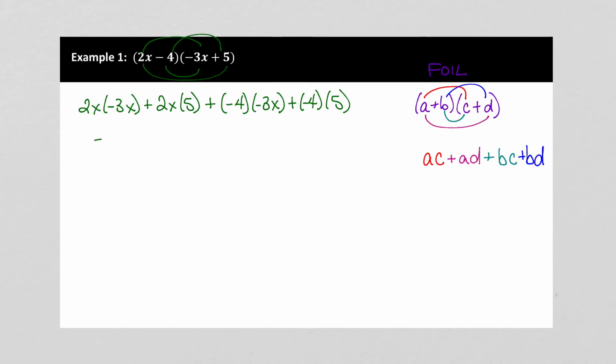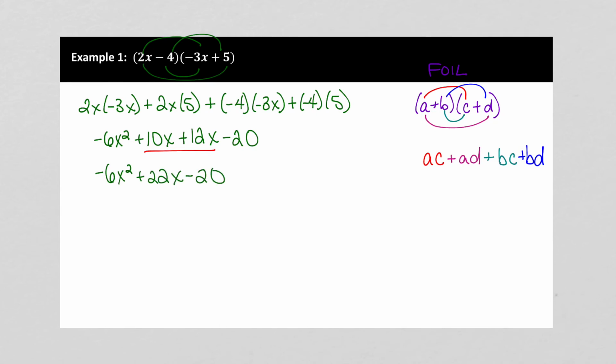So we'd have negative 6x squared plus 10x plus, because we have a negative times a negative, 12x minus 20. This step is required. We're not quite done. We need to combine our like terms. Negative 6x squared plus 22x minus 20. So when you're showing your work, I want to see this, I want to see that.